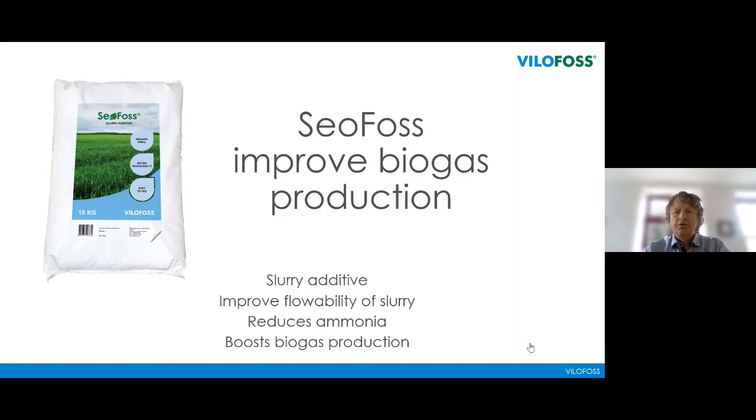What we are going to discuss is the Seofoss, which is a slurry additive. It can be used for the biogas and also on farms. We will see how this product improves the flowability of the slurry. We will see how it affects the relationship between ammonia and ammonium. And these two aspects actually improve the biogas production, and that is what we are going to see here the next half hour.